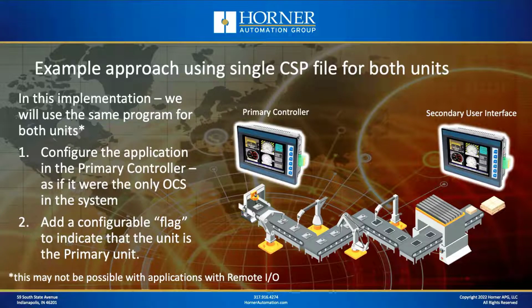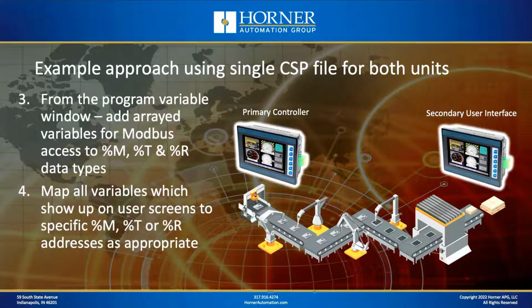Next, because we have one program running in two different functional units, we're going to need to add to our program a flag that can be controlled from the screen at setup time to tell the unit whether it's acting as the primary controller in the application or whether it's acting as the secondary controller in the application. Okay, so that's something we didn't need before when we had a separate program for everything.